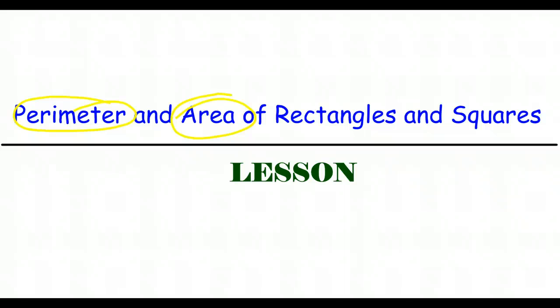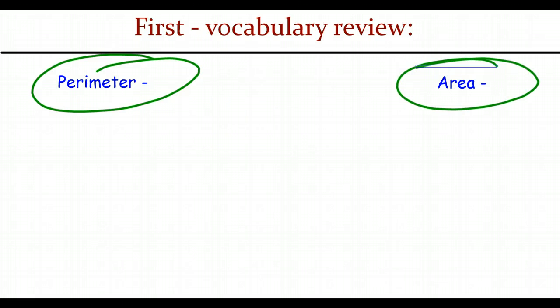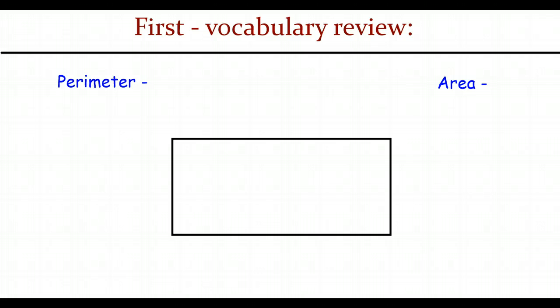So the first question that we need to answer is, what are perimeter and area? Before we can talk about them specific to rectangles and squares, we have to make sure we understand what they are individually. But the easiest way to talk about perimeter or area is to do that in the context of a specific shape, so we can see a concrete example of it and then generalize out to what we need to talk about. So let's take a look at this rectangle here, and we want to figure out what is the perimeter and what is the area.